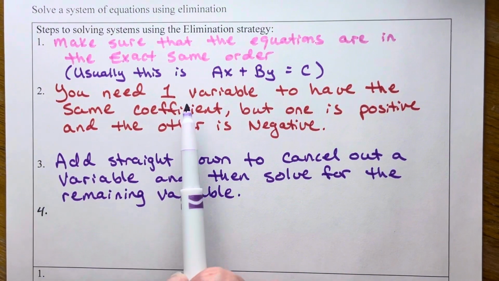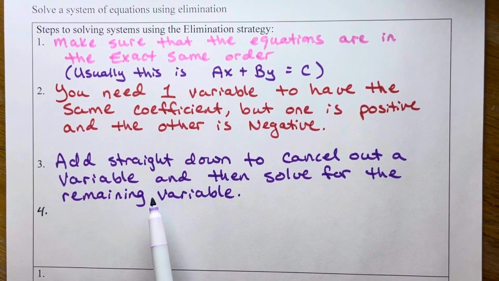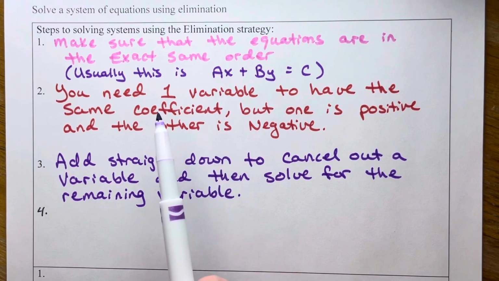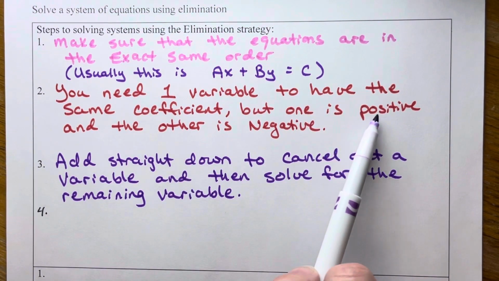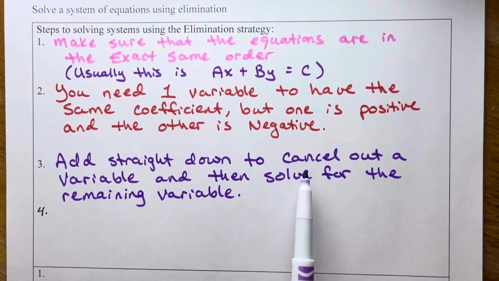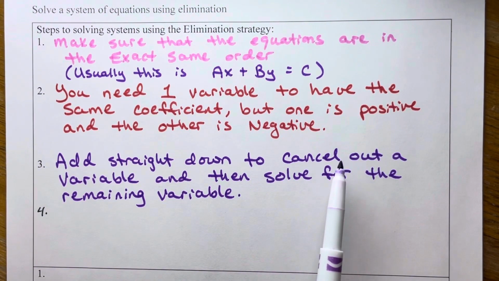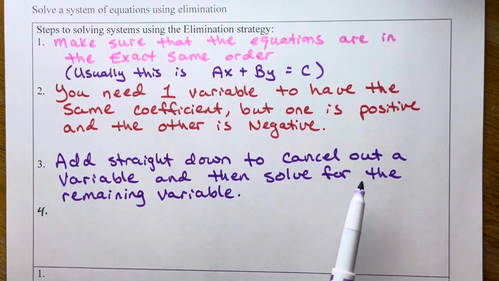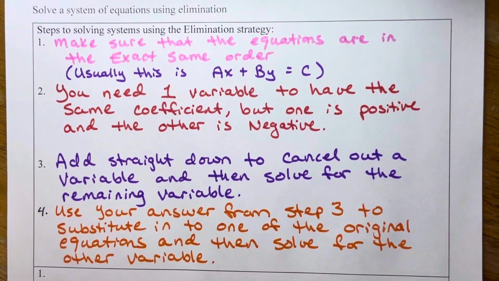Step 2 is exceptionally important because without it, we cannot do step 3. When you have a variable with the same coefficient, the same number, but one is positive and one is negative, you will then be able to add straight down so that that particular variable is able to cancel out. And then you will solve for the remaining variable. In step 4, you are going to finally use your answer from step 3 to substitute it back into one of the original equations and then solve for the remaining other variable. Let's go practice.